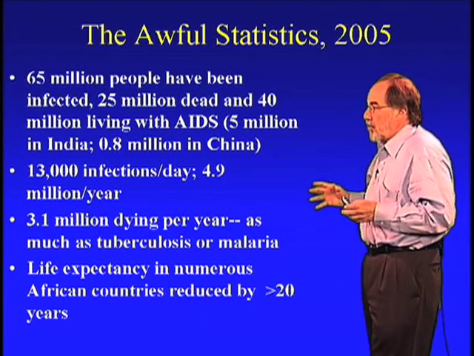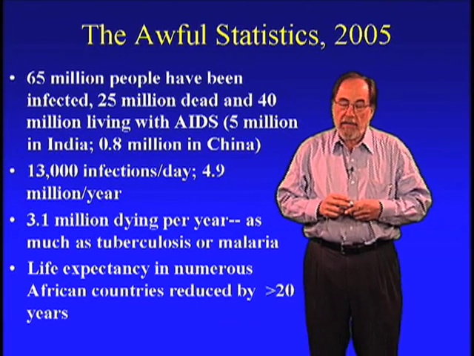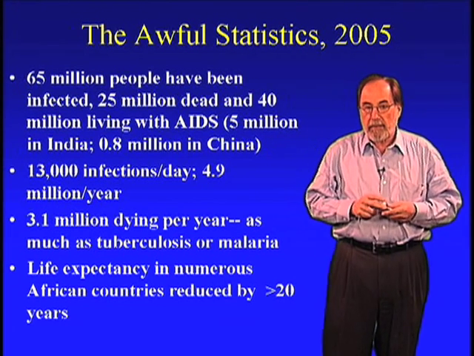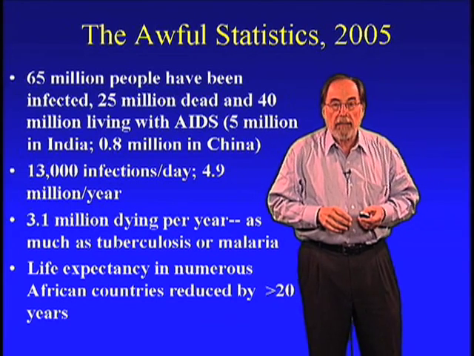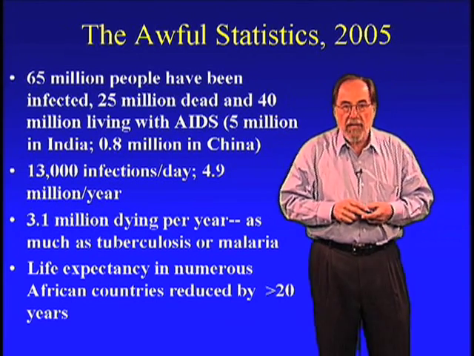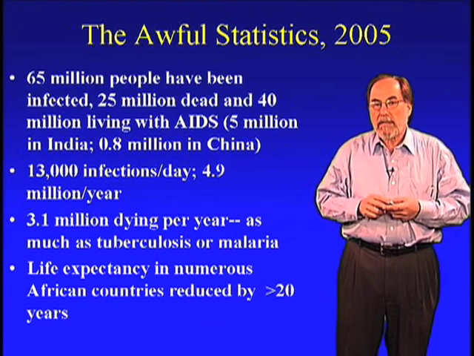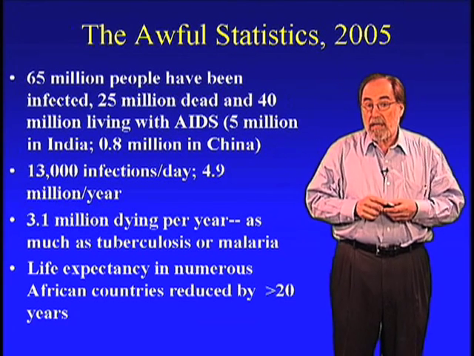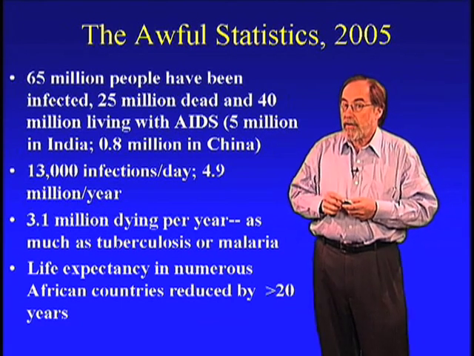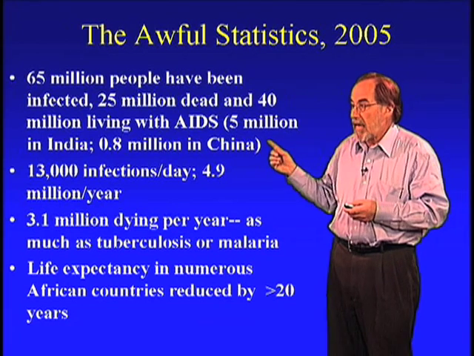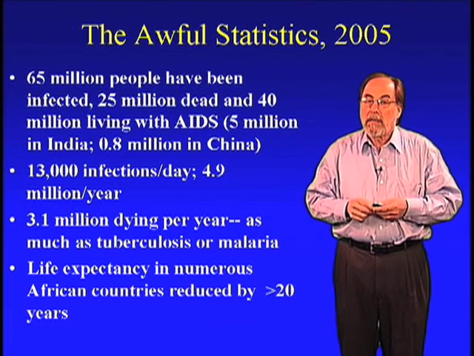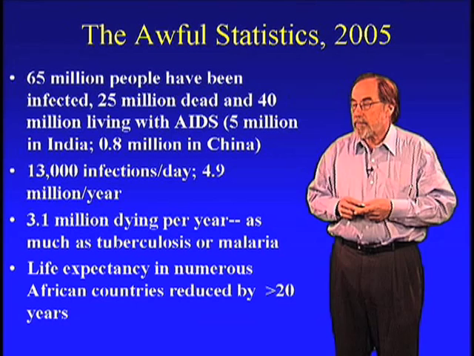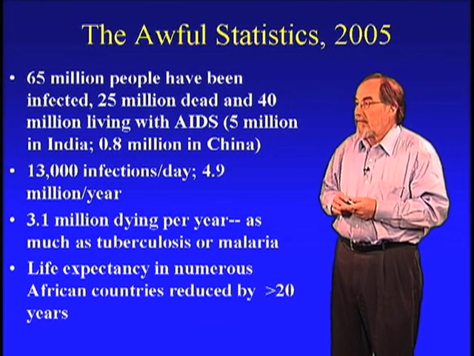Now, you can't talk about HIV without talking about how awful the HIV epidemic and the AIDS epidemic has been. 65 million people have been infected at this point. The data is actually 2005 data. 25 million people dead, 40 million people living with AIDS, 5 million of those in India and about another million in China, as far as we know. And I call those out because those are the most populous countries in the world, and they are spreading the virus. Today, there are about 13,000 infections per day, mostly still in Africa, 5 million a year.